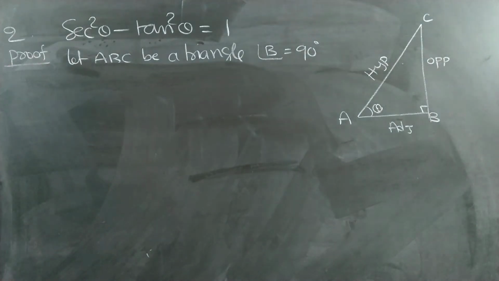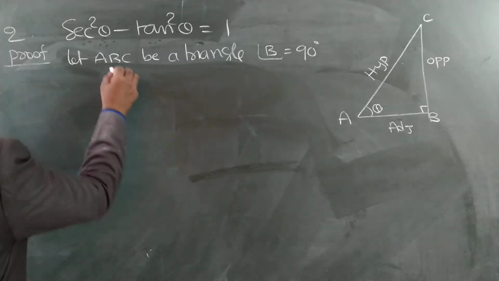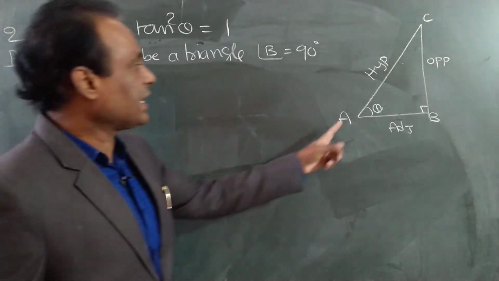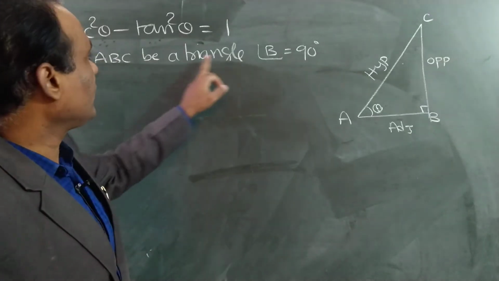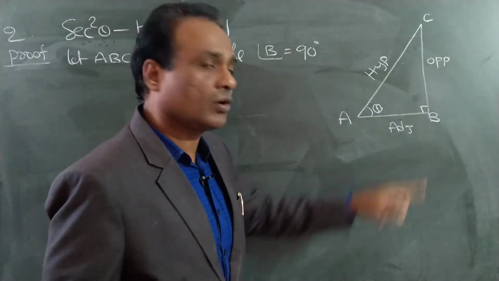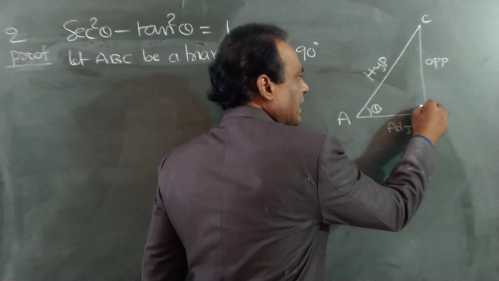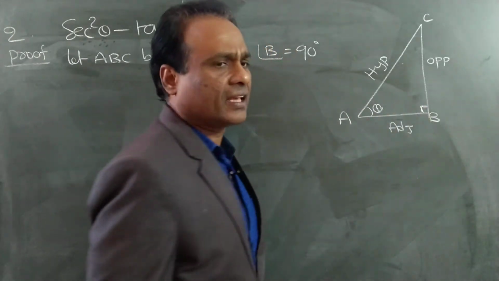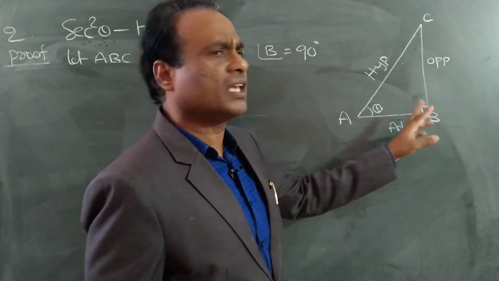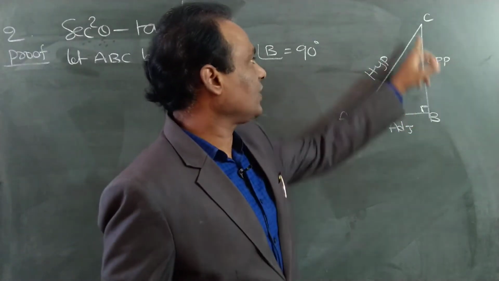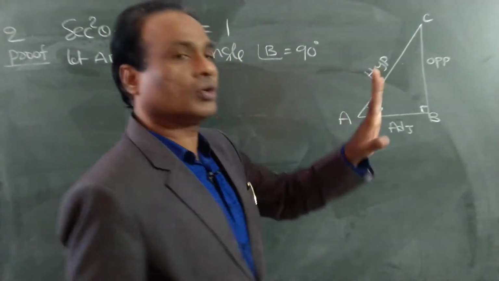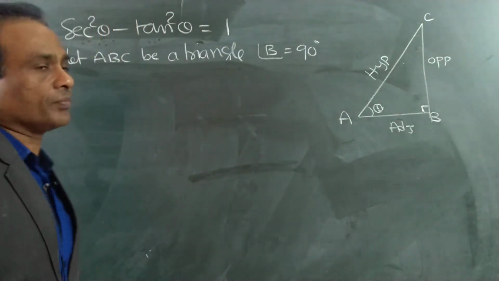See here, students. Proof. Let ABC be a triangle. I am taking a triangle ABC. Angle B is equal to 90 degrees, because always we take a right angle triangle. Which angle is the right angle? This is the right angle. I am taking B is equal to 90 degrees. That triangle I am taking.